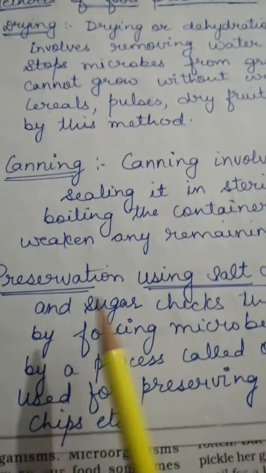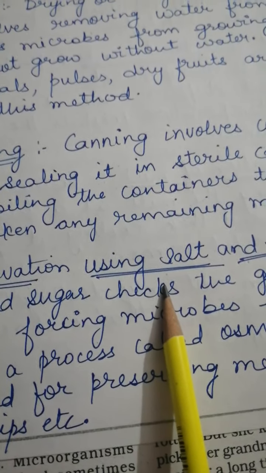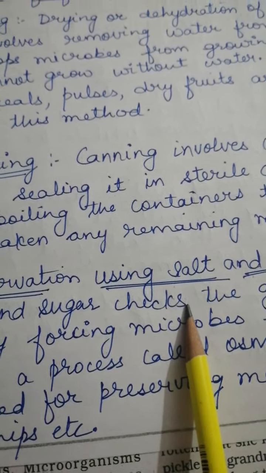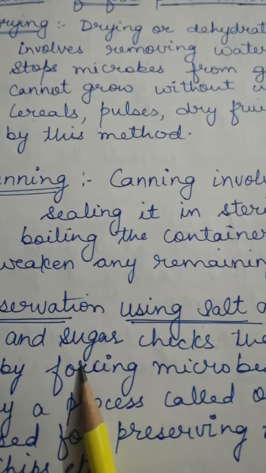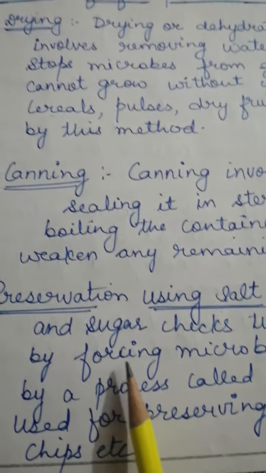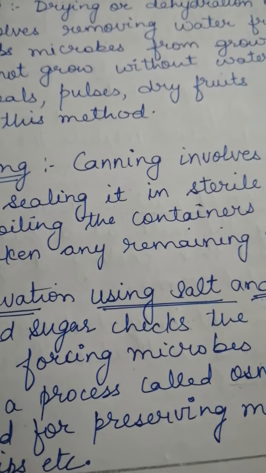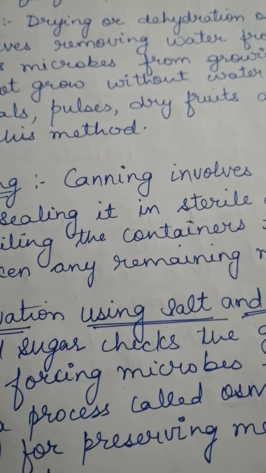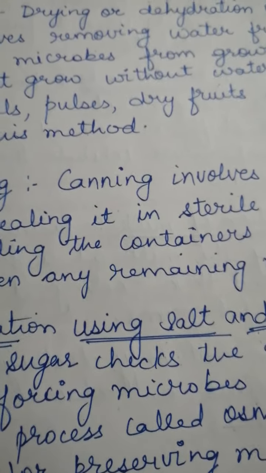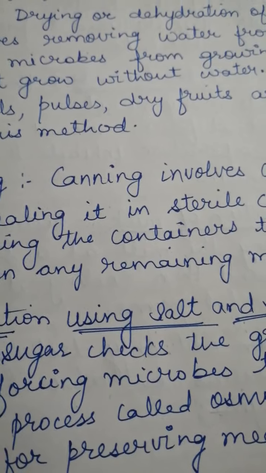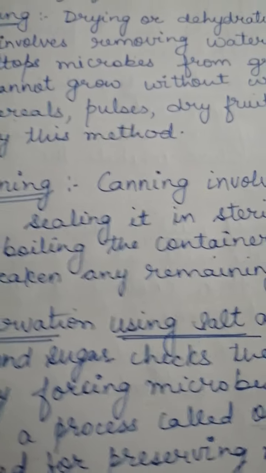Fine. So next, the third method is preservation using salt and sugar. We can preserve food like pickles, jams, and jellies by adding salt and sugar, because salt and sugar check the growth of bacteria by forcing microbes to lose water by a process called osmosis. Osmosis is the process in which the microbes lose water from their body, meaning water moves out of their body. Hence, if there is no water, it will be impossible for them to grow. So we can also preserve food by using salt and sugar.